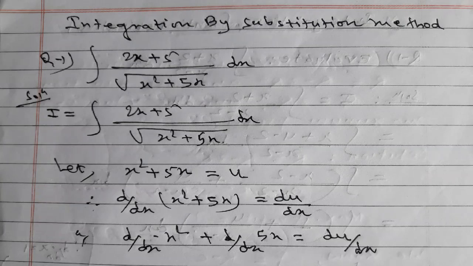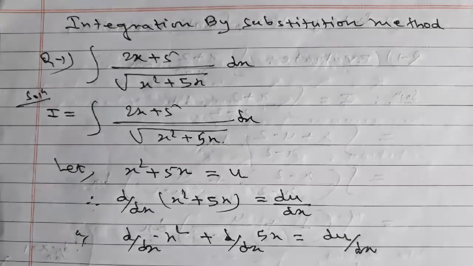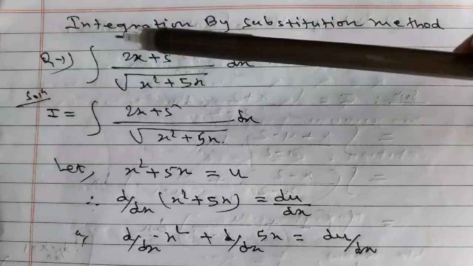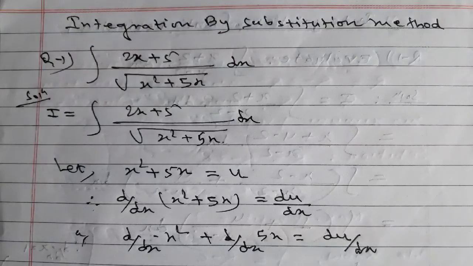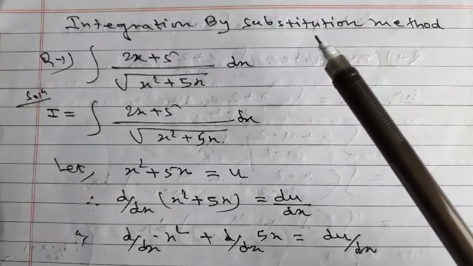If we cannot find the antiderivative, that means integration of the given function by the general rule, then we have to find it by substitution method. So this is a very simple method. When the given function is in the form of u by v, or in the product form, and we cannot find the integral by the general rule, then we have to use the special method, which is called substitution method.